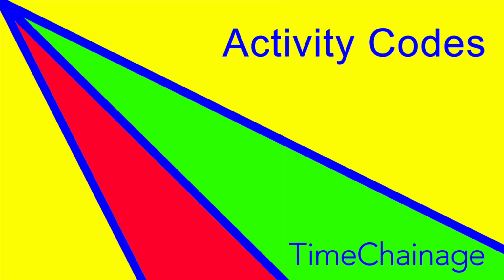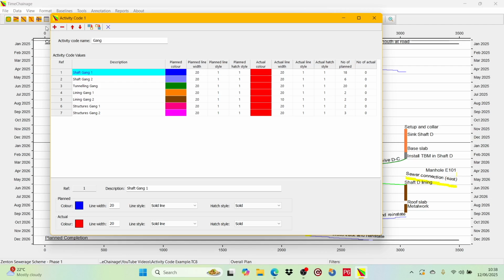The layout of this form is similar to other data input forms that we have in TimeChainage, in that there is a toolbar at the top, an input table in the middle, and a details panel at the bottom. In the toolbar there are buttons for adding and deleting activity code values, buttons for moving values up and down in the table. We can paste the contents of the table to the Windows clipboard, and we can copy the contents of the clipboard into the table. This is useful if you prefer to work in Excel, or if you want to copy the code values into another project.